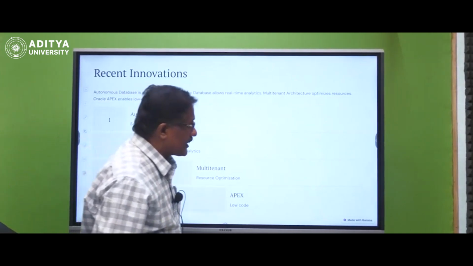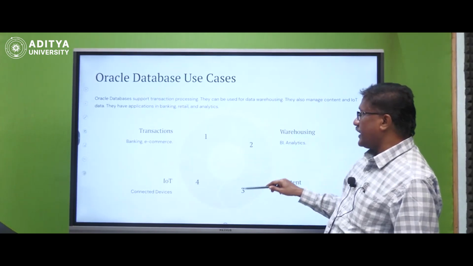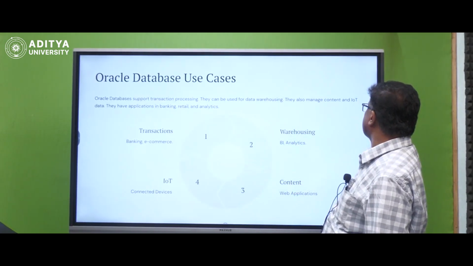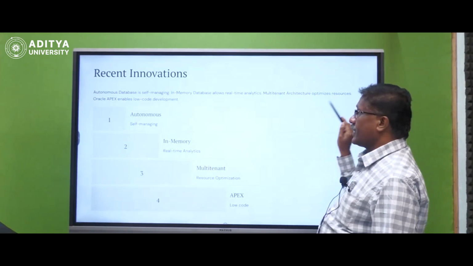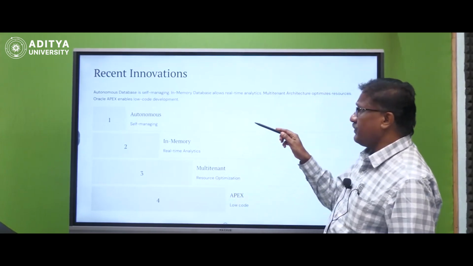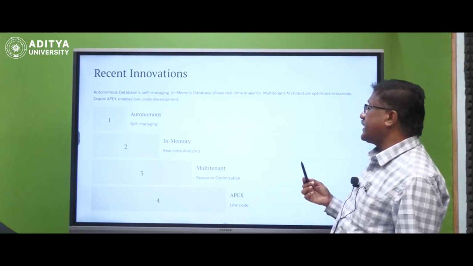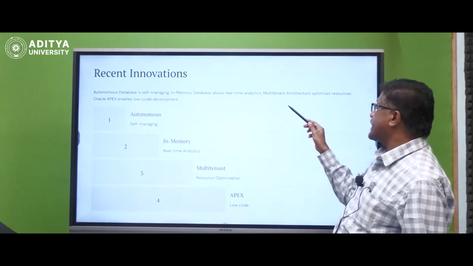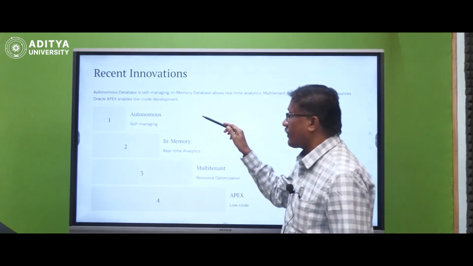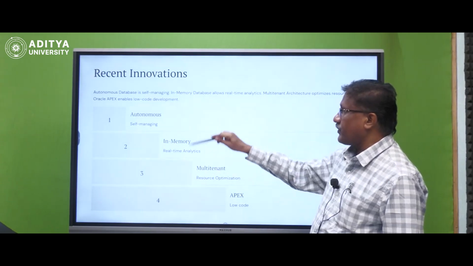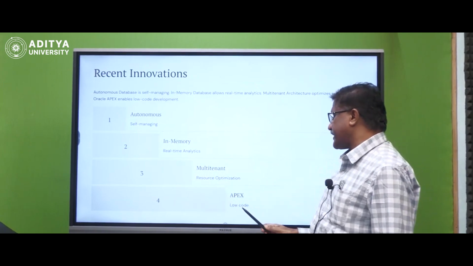What are the recent innovations for the Oracle database? Autonomous, in-memory, multi-tenant, and Apex. Autonomous database is self-managing, and in-memory database allows real-time analytics. Multi-tenant architecture optimizes the resources, and Oracle Apex enables low-code development. That means 1, 2, 3, 4: first one is autonomous, second one is in-memory, third one is multi-tenant, fourth one is Apex, low-code.